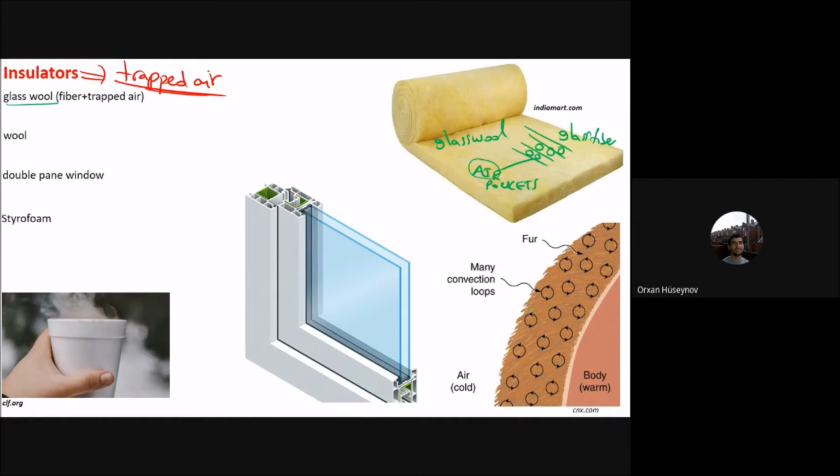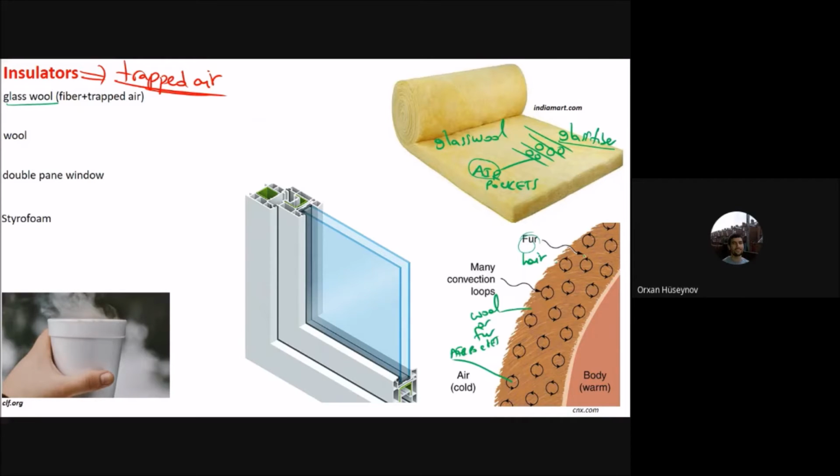Or the wool, or the fur of the animals. You can see again here you have many trapped air. So this one is the air pocket. These air pockets are inside these fibers, so instead of glass fiber, now you have the fur here, the hair, let's say.